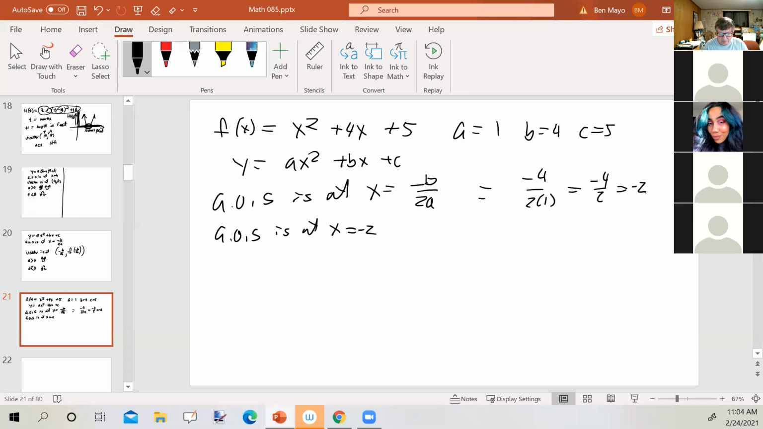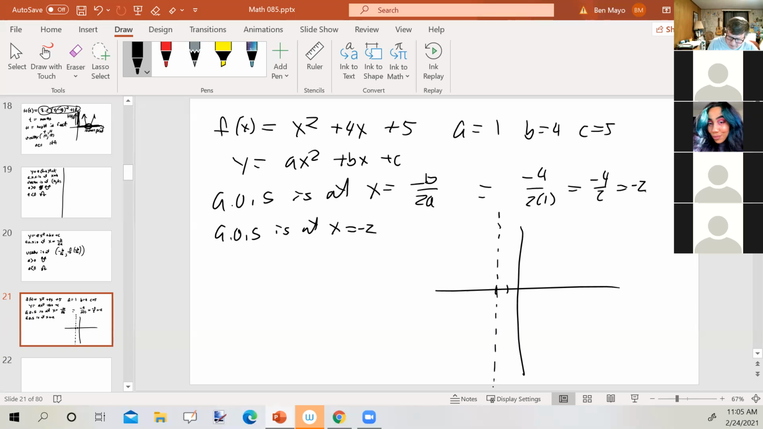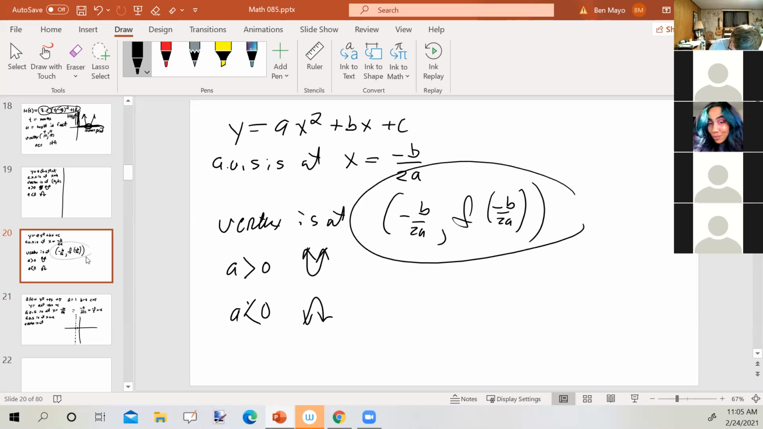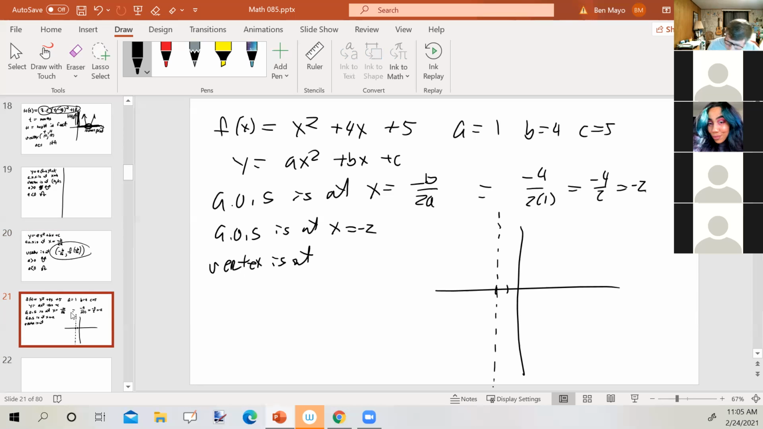Any questions about that? So that means that on my graph, there would be a vertical dotted line if we were graphing it going through x is negative 2. Okay? Now, the vertex is at, and let me show you what I had here, negative b over 2a, f of negative b over 2a. Well, remember, the x value of the vertex is the same number you got for the axis of symmetry. So that's negative 2, okay?